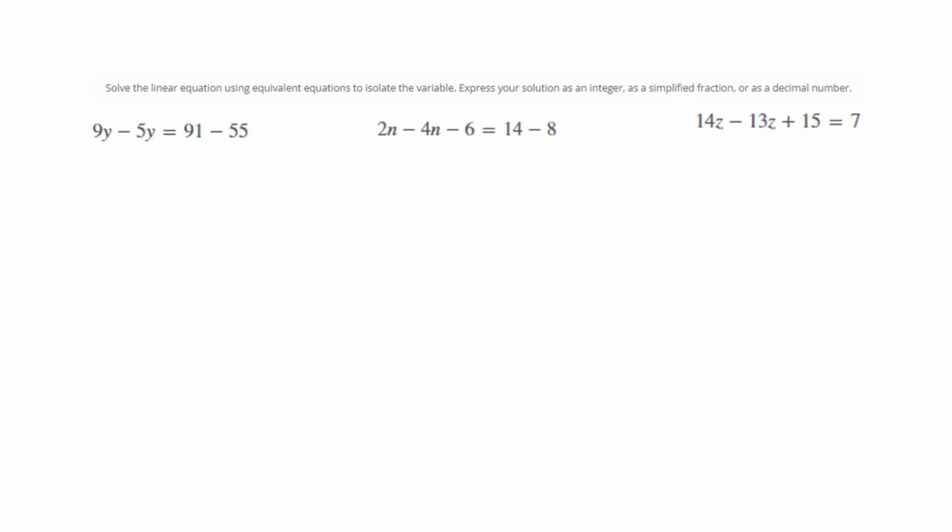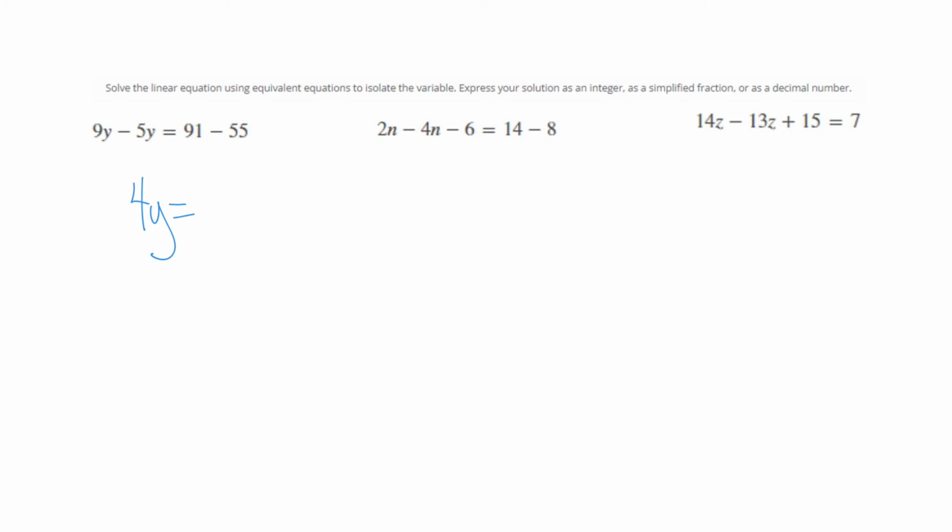So in this first one, you can do it on either side individually. Here's my equal sign. I'm going to do it over here on the left first. I have a 9y minus 5y. Those are like terms. I might as well condense those together. There's no sense in having both of those. 9y minus 5y is a 4y.